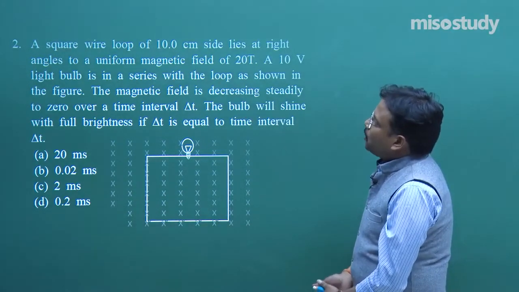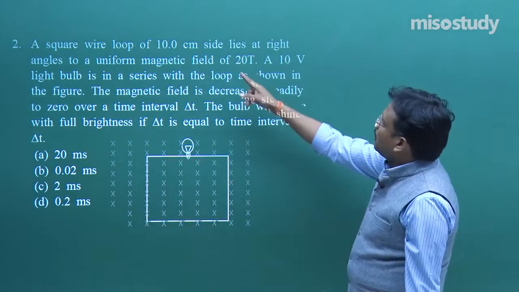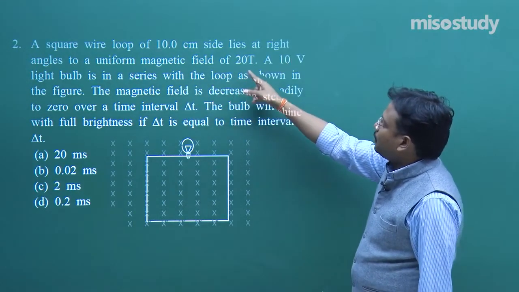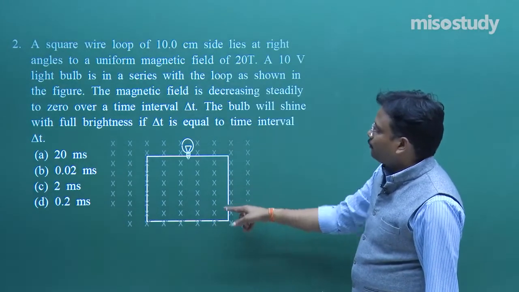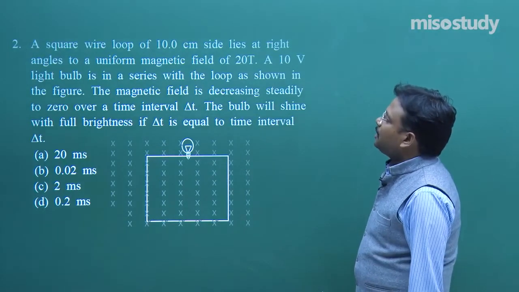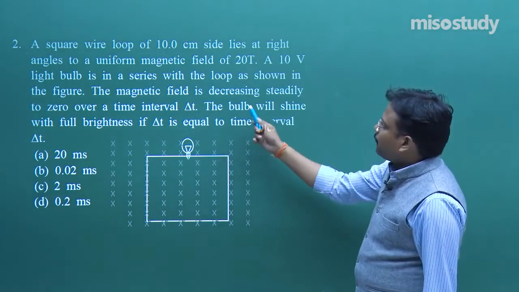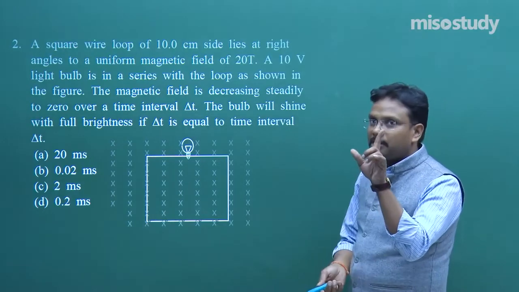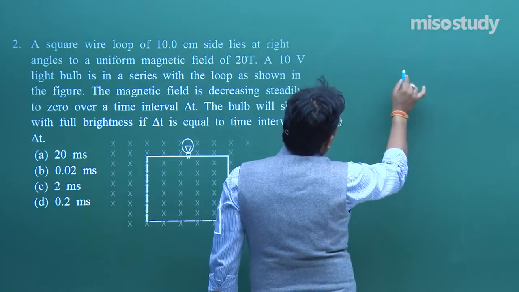A square wire loop of 10 centimeter side lies at right angles to a uniform magnetic field of 20 Tesla. B value is given and the side of this square loop is given. A 10 volt light bulb is in series with the loop as shown in this diagram. Simple. The magnetic field is decreasing steadily. Now, before that I would like to mention one critical aspect over here. For the time being, just hold on.